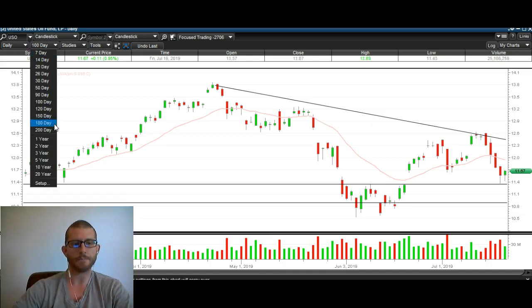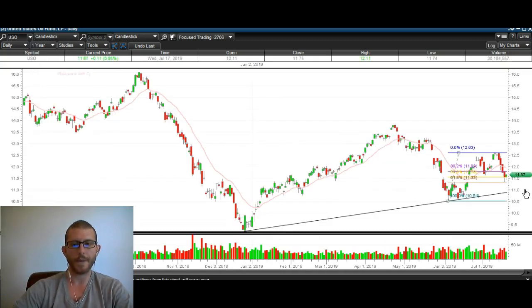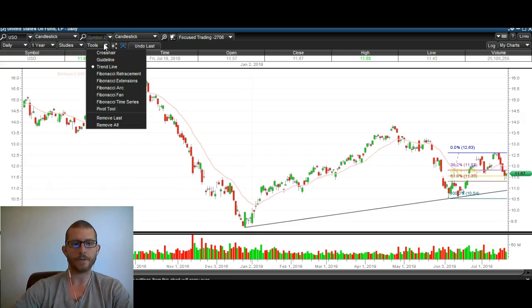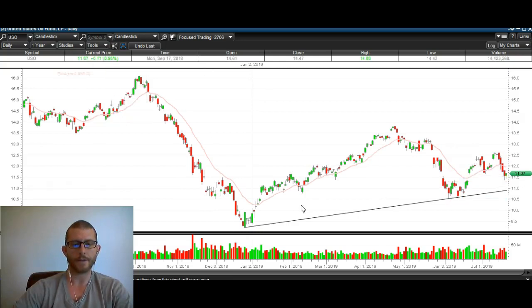Because if you back it up, we made, and I'll just get rid of that, we made a higher low right here. Okay, so this is a low, and this is again a higher low right here. All right, so that's really the definition of an uptrend.